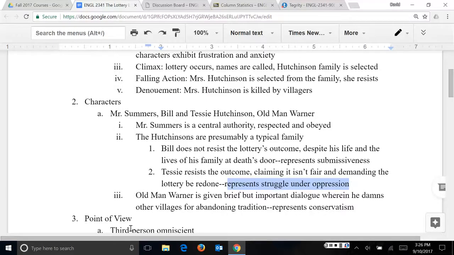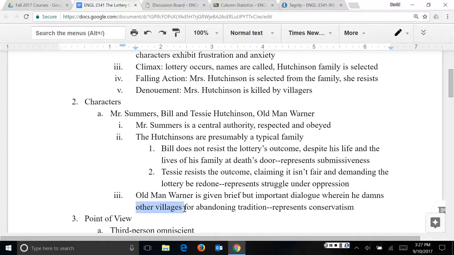And then finally we get to Old Man Warner. And he's an interesting character because he doesn't have much to say, but he clearly represents the older generation, the generation that clearly started and continued this lottery. And he's, of course, the oldest man in the village, and so the black box that they used for the selection has been around even before he was. So he's given some really small bits of dialogue, but they're clearly important because he essentially damns other villagers.